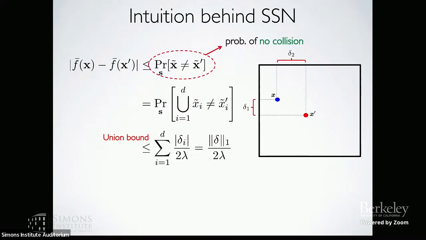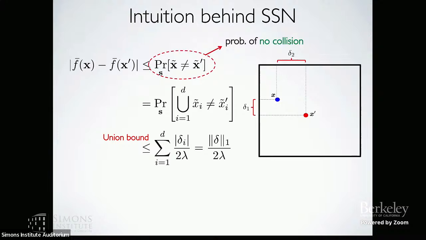I use union bound. Basically, this probability is the probability that my splitting variable happens to cut the interval between the ith coordinate of x and x prime. And that probability is nothing but the difference in the ith coordinate, which is delta i, over 2 lambda, because the splitting variable is uniform from 0 to 2 lambda. And what you get here is the L1 norm of delta, which is the distance between x and x prime, over 2 lambda.